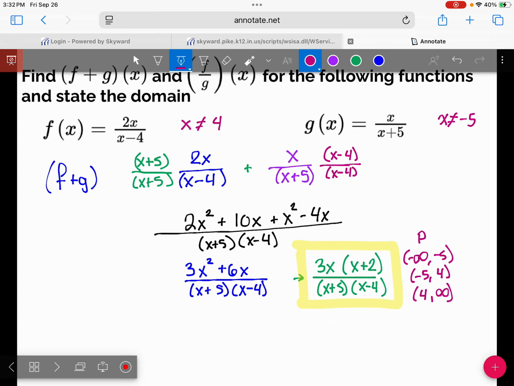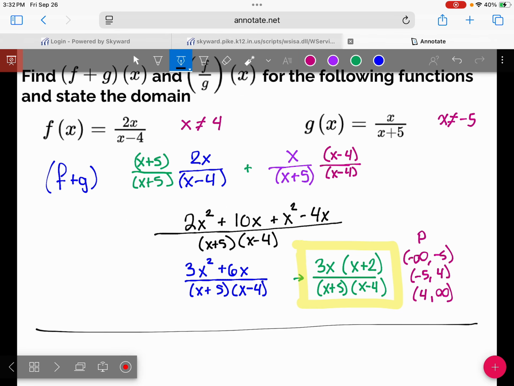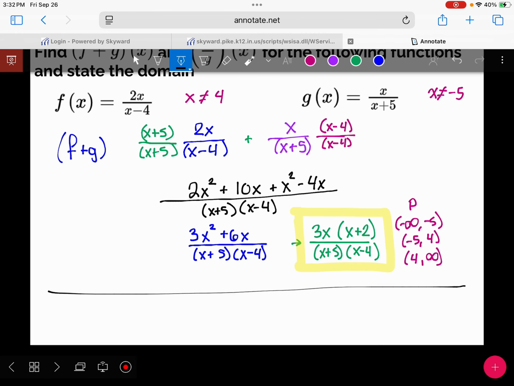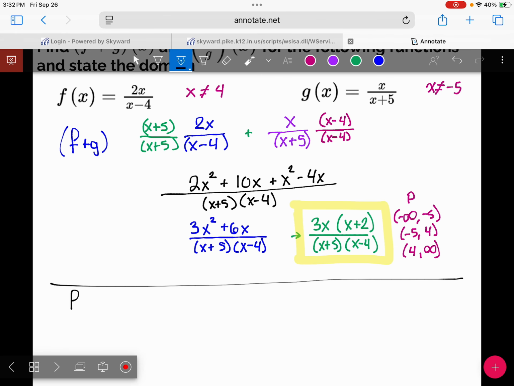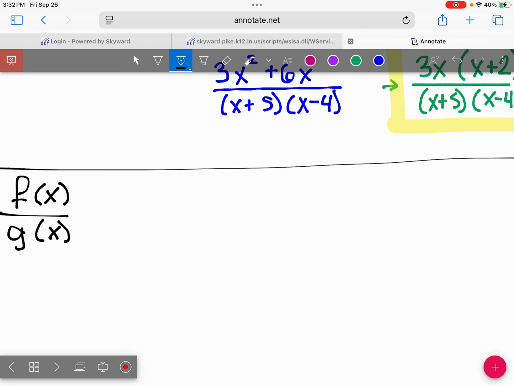So then when we're looking at doing the division, I'm just going to put a little barrier on the screen here. So looking at our division, when we have our f of x over g of x, f over g of x. There we go. I'm going to set this up as one gigantic monster fraction.